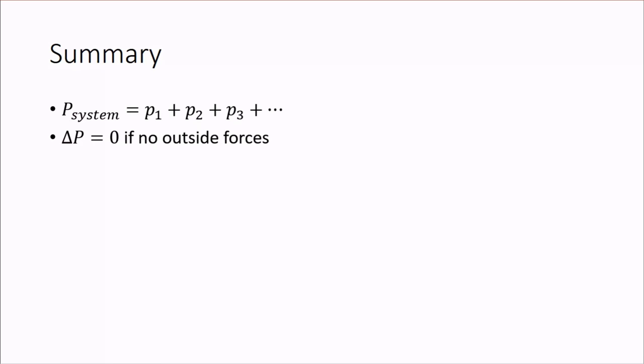In summary, we learned that we can calculate the system momentum by just adding up the momentum of all particles in the system. We also learned that system momentum is conserved if the only forces acting on any particle comes from another particle inside the system. This conservation of momentum principle can be extremely useful for problem solving.